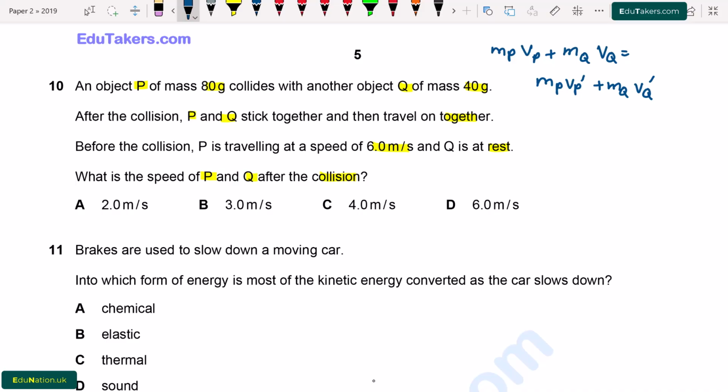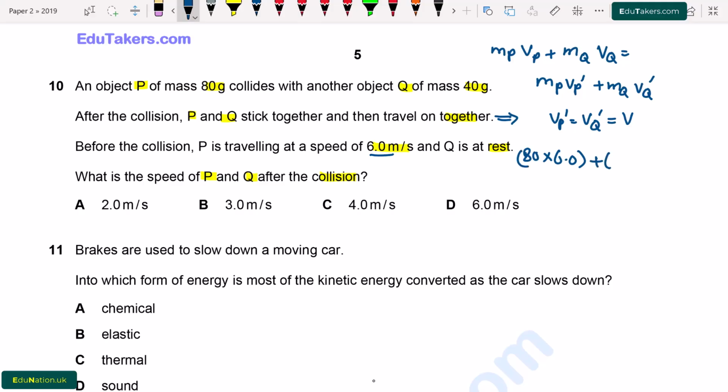After the collision, P and Q stick together and they travel on together. It means that they travel with the common speed. So V P prime is equal to V Q prime, which is equal to V. This is given here in the second line. Now I use here the values of the mass and speed. Mass of the P object is 80 gram. So 80 multiplied by the speed of the object P is 6.0.